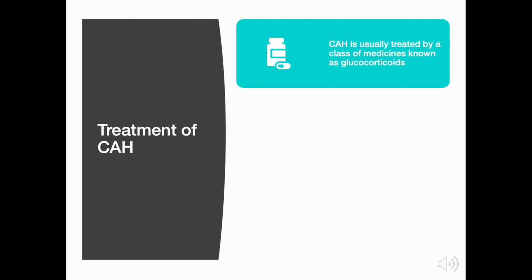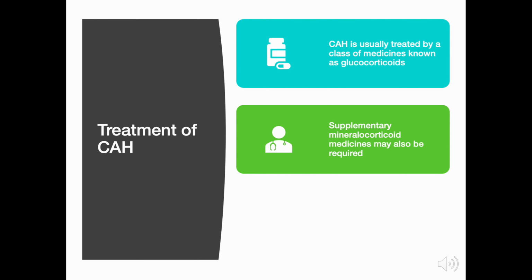CAH does not have a cure. However, treatments are possible and these allow patients to live normal, healthy lives. CAH is usually treated by a class of medicines known as glucocorticoids. Supplementary mineralocorticoid medicines may also be required.